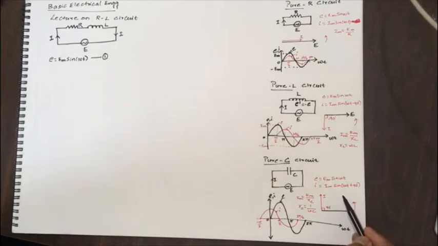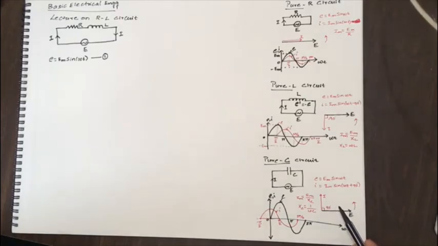What we can observe, one more point here with this analysis, is that the minimum phase difference is 0 degrees and the maximum phase difference is 90 degrees. So when the circuits are in their pure forms, the phase difference can be either 0 degrees or 90 degrees.